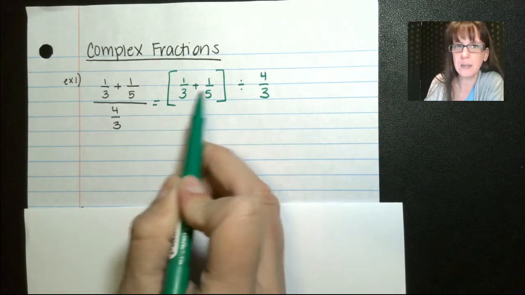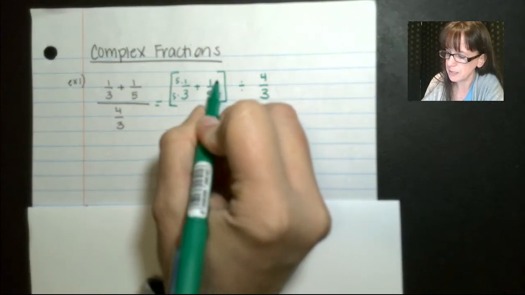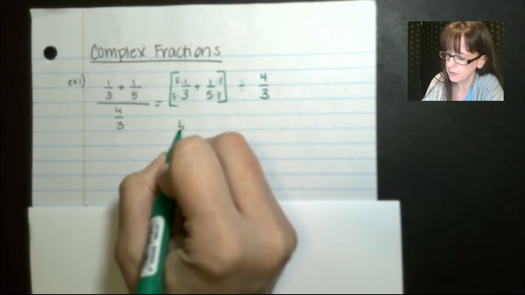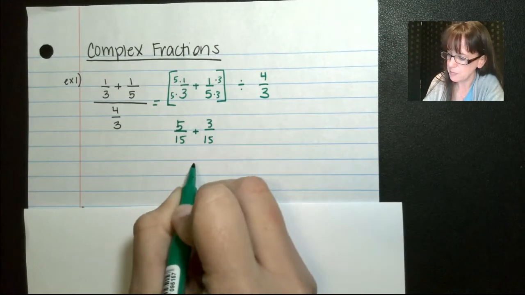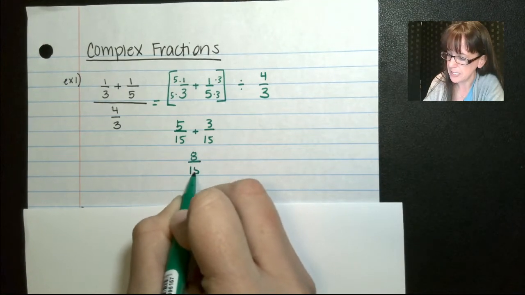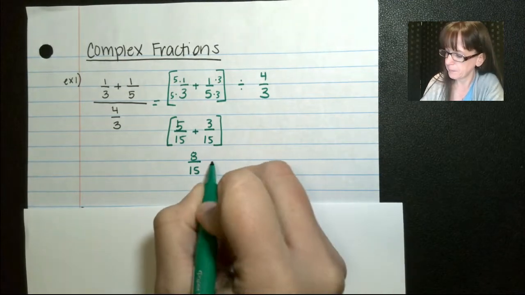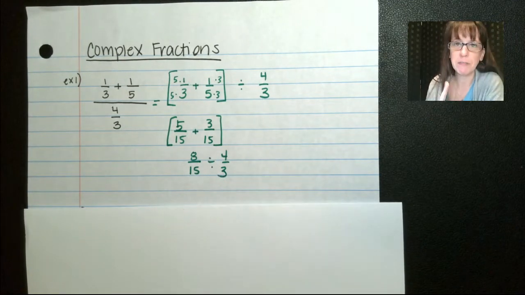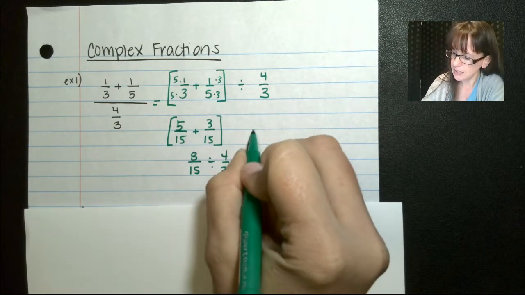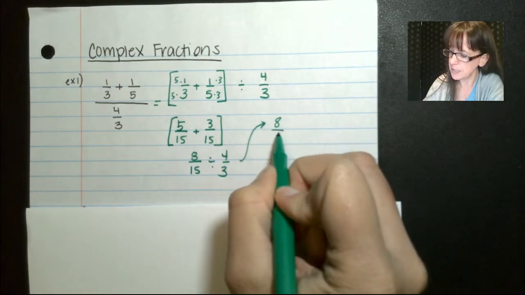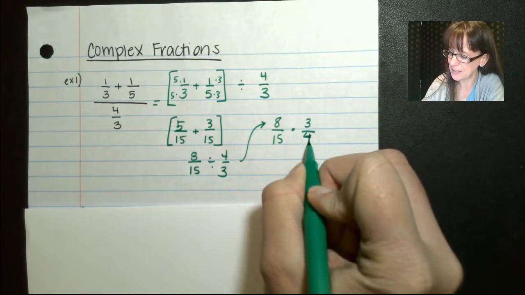So first, let's combine our numerator here. Multiply this by 5, this by 5, this by 3, this by 3. I end up with 5/15 plus 3/15. That gives me 8/15. Now, I have all of that, remember, is divided by 4/3, but we never divide fractions. What do we do instead? We multiply by the reciprocal. So this becomes 8/15 times 3/5. Oh, sorry, 3/4.